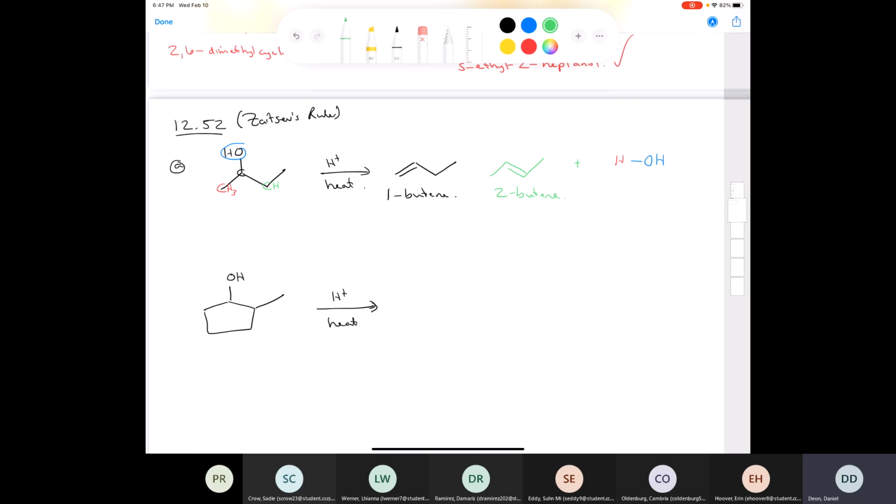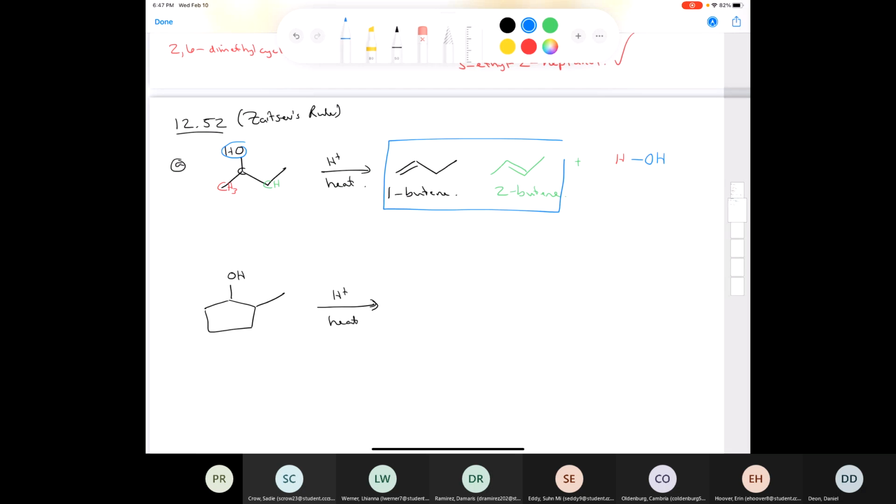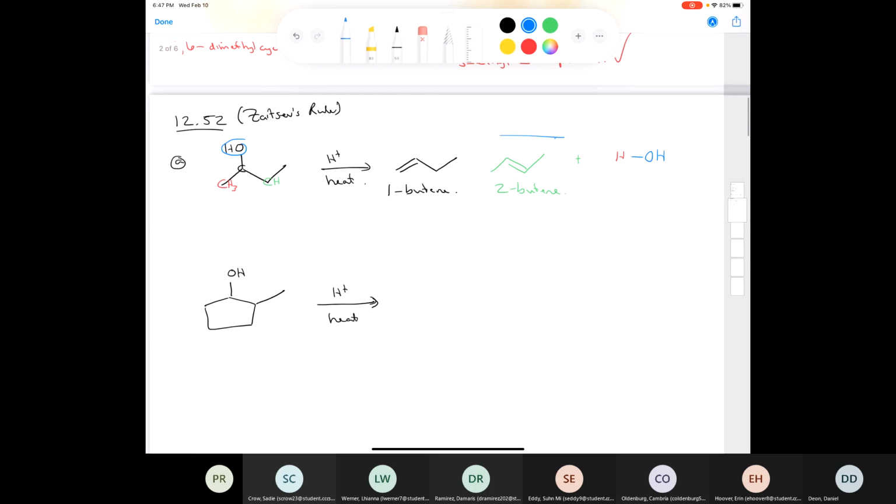Plus, of course, you're always going to form water. Could anybody tell me, out of these two, which one would be the major product? Which one of those would be the major product? Would it be 1-butene or 2-butene? Does anybody remember Zaitsev's rule?